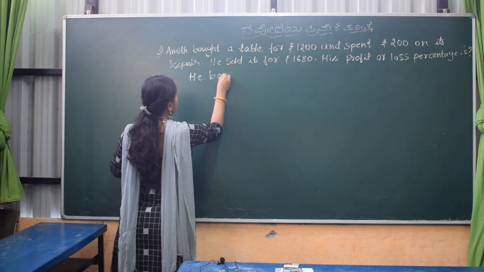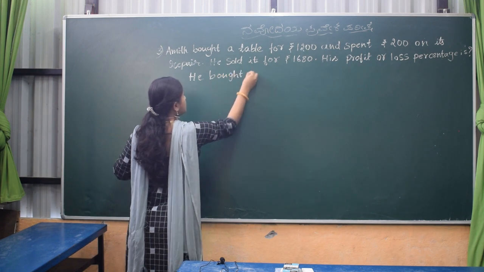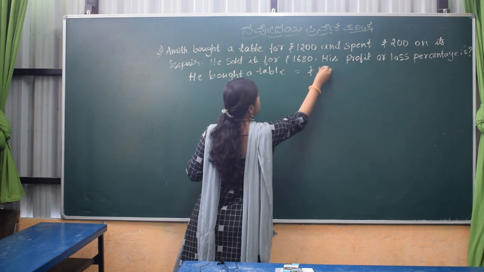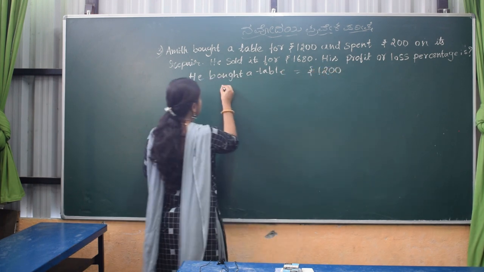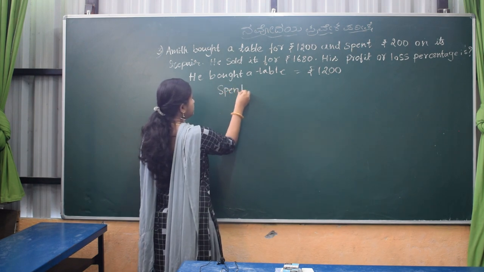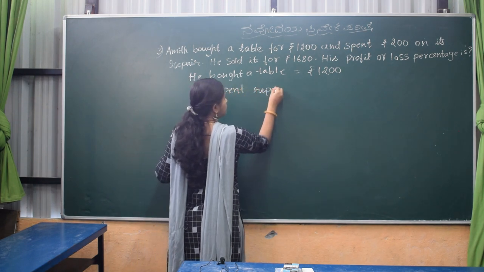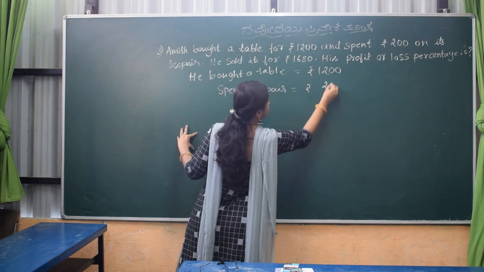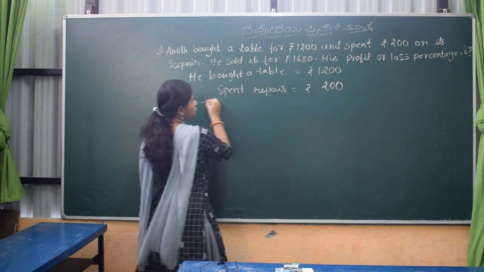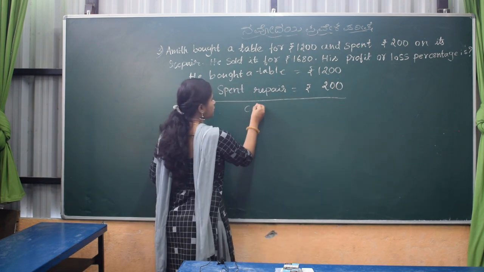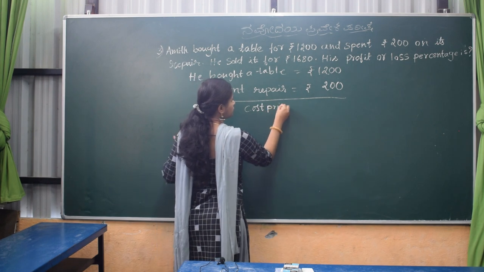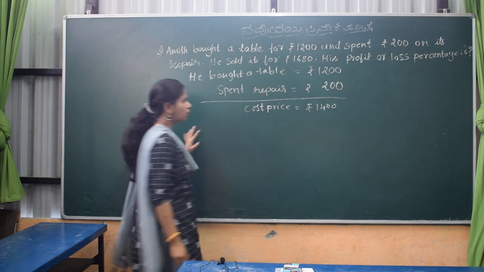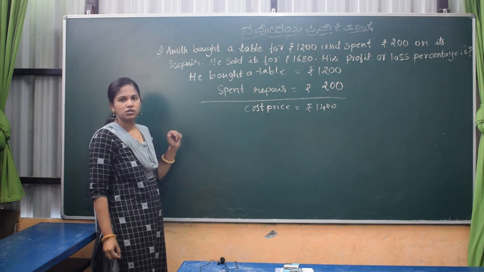He bought a table for Rs. 1200. He spent for repair Rs. 200. So, now cost price na find madana. Cost price is equal to Rs. 1400. So, iga nu tagondironta price. Cost price is 1400 item.